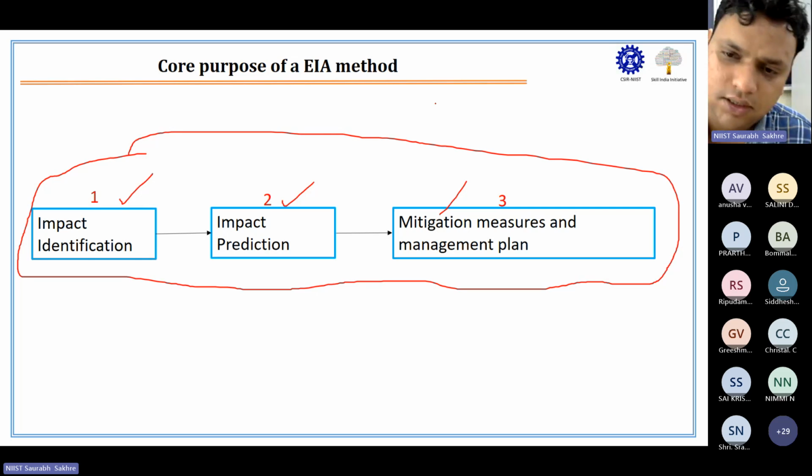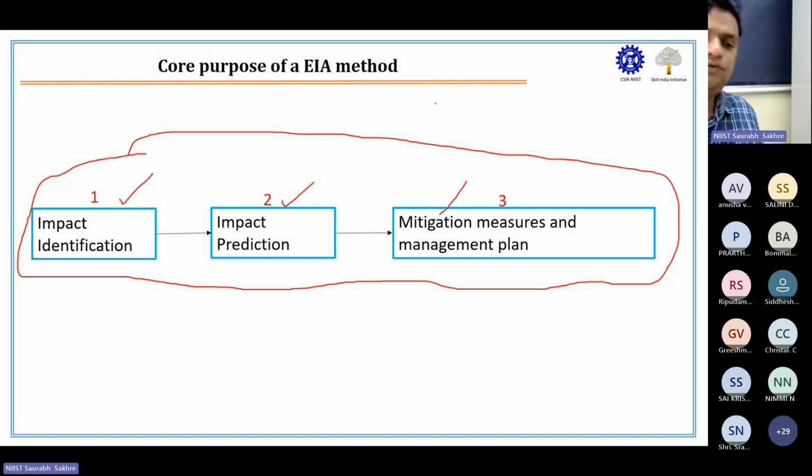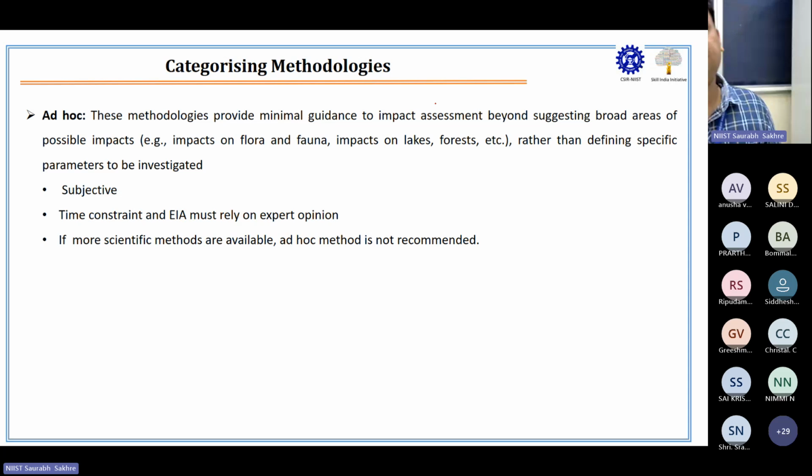This I brought to you with my experience. This you may not get in a book. There will be a lot of text and all, but when you chalk it down to your experience, and when you have done some 10, 15 EIAs, you will come to know that EIA always consists of these three parts. So I hope the core purpose of EIA is clear to you. Now, one by one, we will see the procedures which are available with us to carry out an EIA.